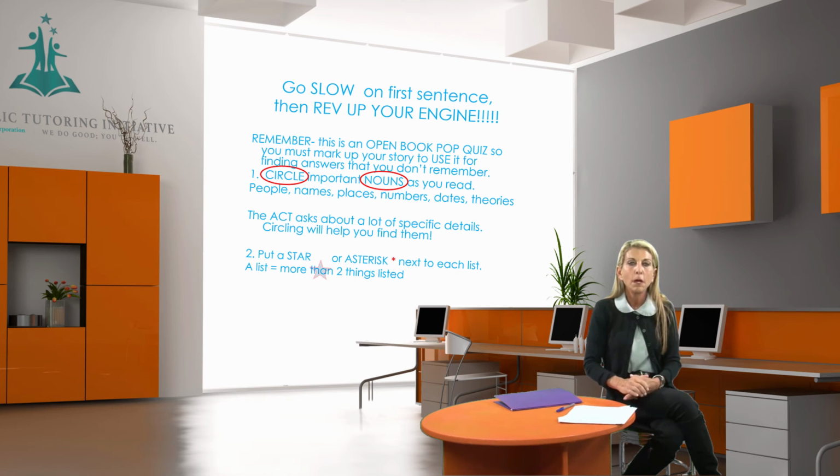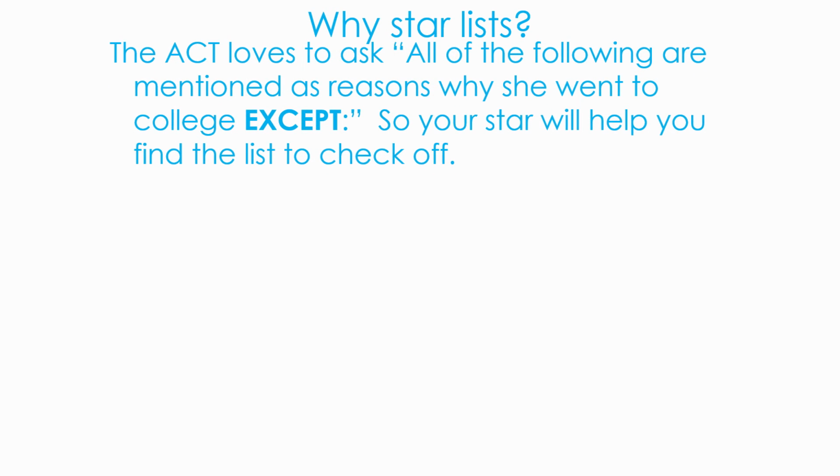Here we go. Put a star or an asterisk next to every list. Now, what is a list? A list is more than 2 things. The ACT loves to ask this question. Quote, all of the following are mentioned as reasons why she went to college, except. All right, so just like I had you do in the grammar section, you always want to circle except. But when you're reading the story, if you would put a star or an asterisk in the margin next to any list, then you could quickly grab it.